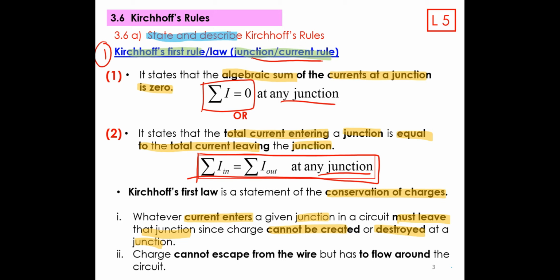The second explanation: charge cannot escape from the wire but has to flow around the circuit. Now I will explain Kirchhoff's first rule, because you have two methods. Total current equal to 0 at any junction, and second is total current in equals the total current out. You can use either one.